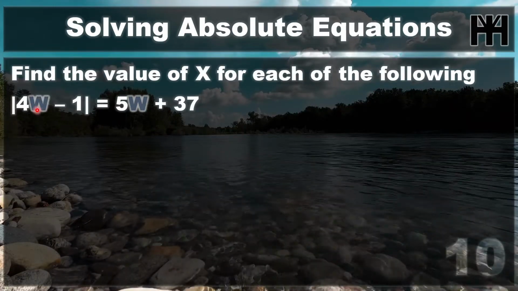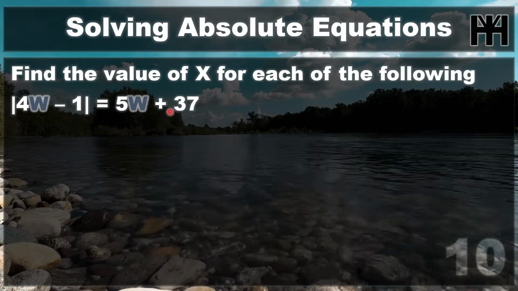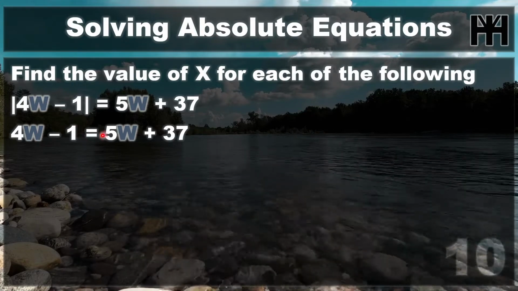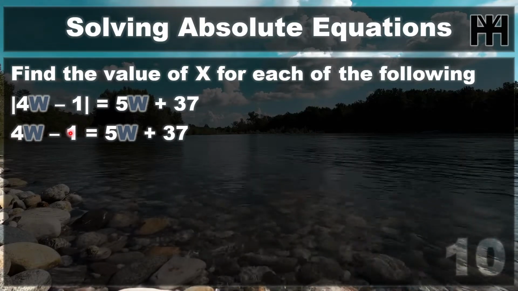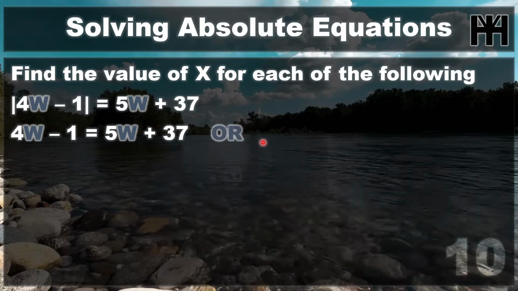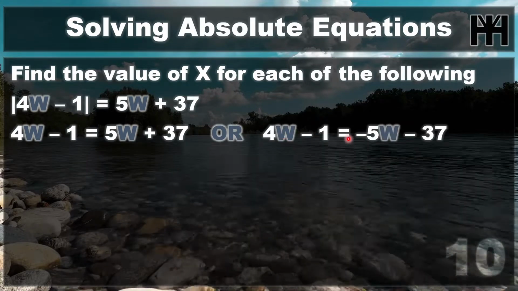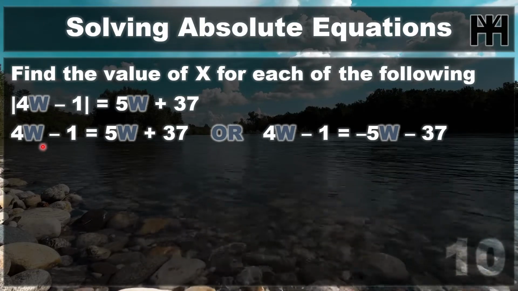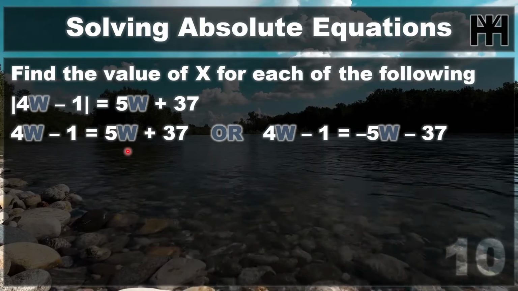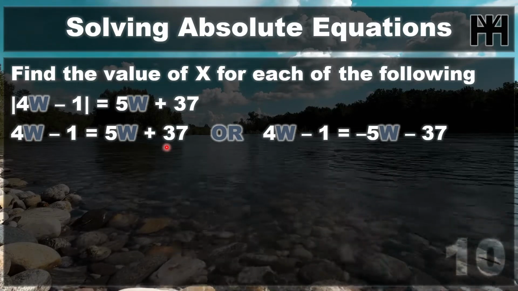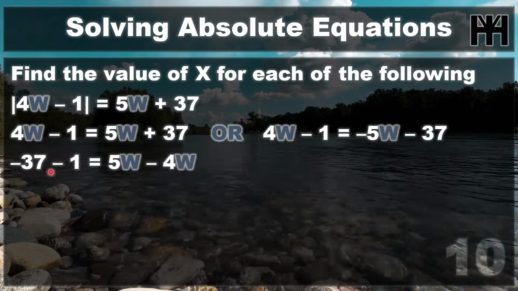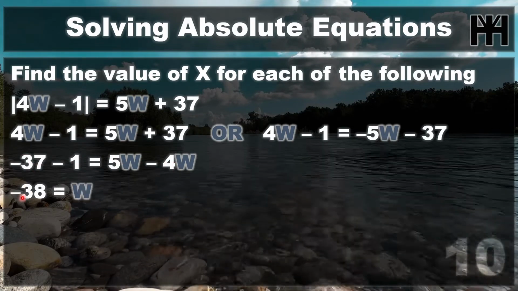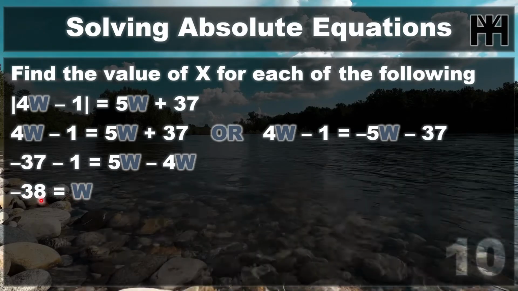Okay, it's the absolute value of 4w minus 1 equal to 5w plus 37. So it's whether 4w minus 1 equal to 5w plus 37 or 4w minus 1 equal to -5w minus 37. So regarding the first choice, we will send 1 to the other side, so the 4w to the other side here and 37 here. So we have 5w minus 4w and -37 minus 1. So it's -38, so w is equal to -38.